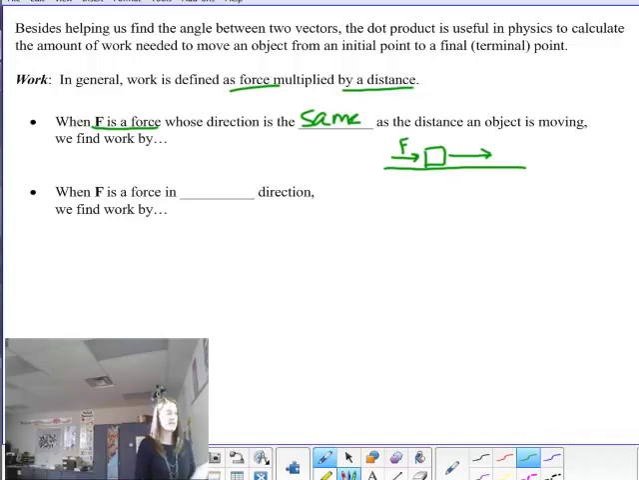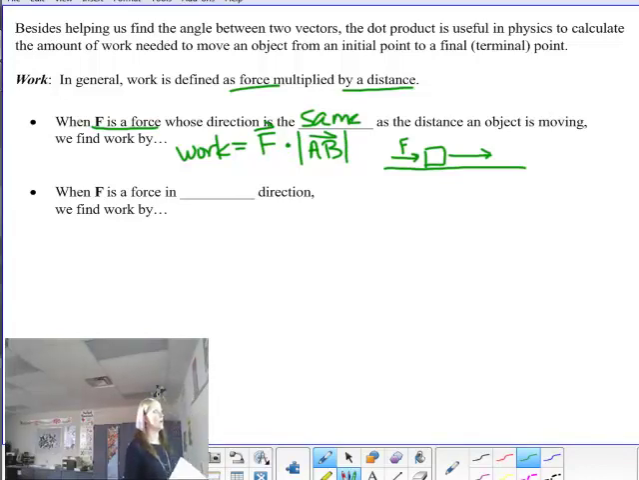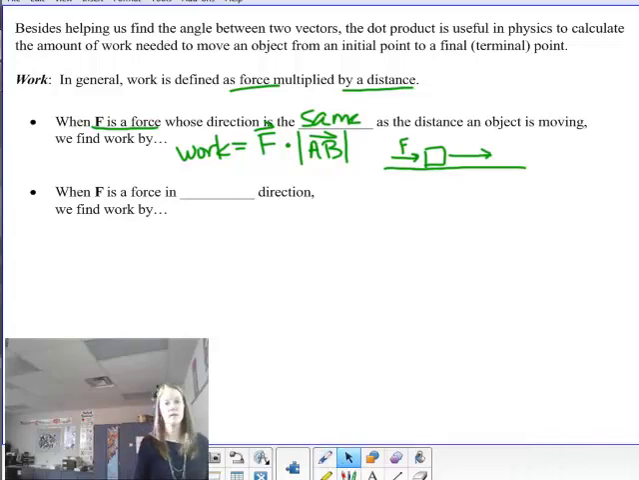If that is the same, then all we're going to do is say that work is equal to the force vector times the vector from the initial point to the terminal point, the magnitude of the vector. So work equals force times the length that you are moving that object.